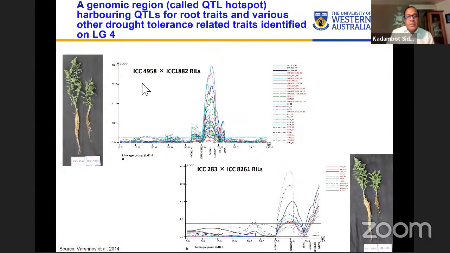And that work by Rajeev's group: they developed RILs, where ICC 4958 is the large root system type and ICC 1882 is a small root system, and then they have two other backgrounds. And what they call the QTLs for the root traits and various other traits are in the LG4 location. This is one of the examples where the physiology work, combined with the molecular work, led to genetic work and released commercial varieties of drought-tolerant chickpea in India. And I believe that's also released or going to be released in Ethiopia.